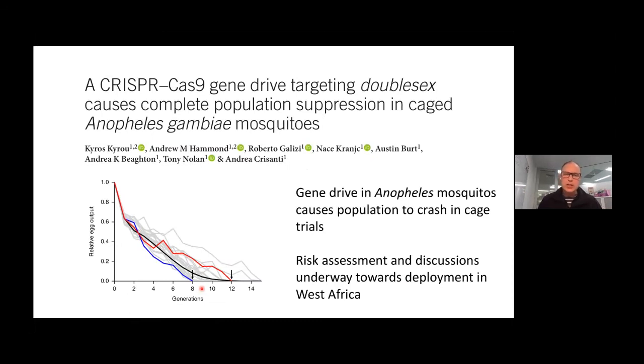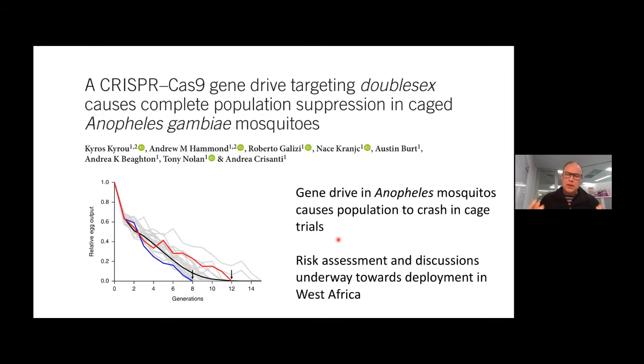And indeed, we'll probably hear more about this from the next speaker, but just to give you a feel for the potential, how far advanced this has come even in the last few years, a recent paper showed in a cage trial, a reasonably large cage trial in mosquitoes, that you could crash the population within 8 or 12 generations, depending on 2 different experiments, using this gene drive approach. And in this particular example, it created infertile female mosquitoes.